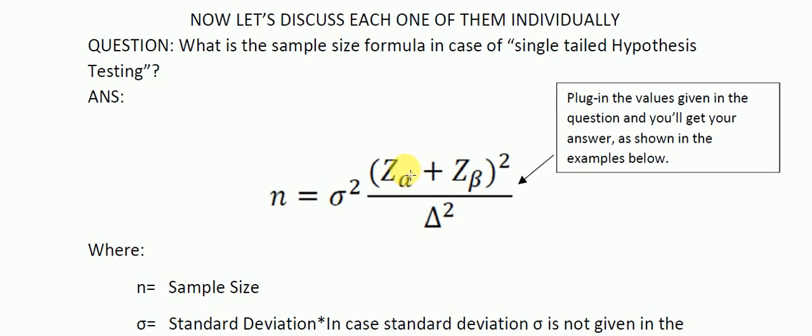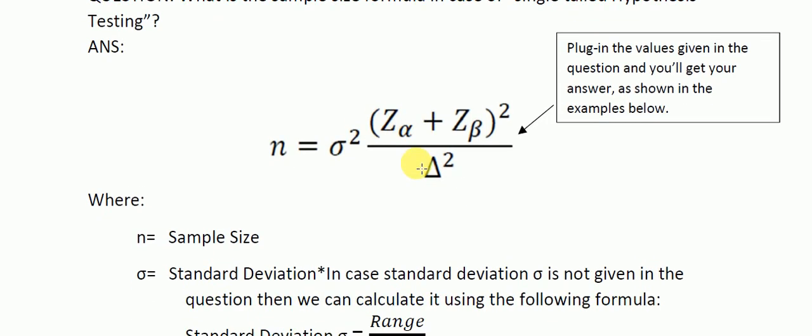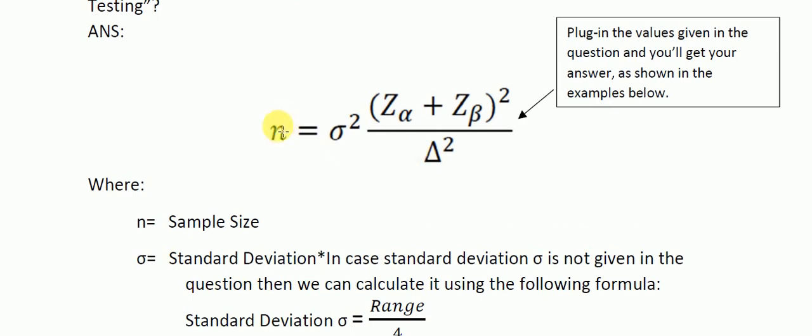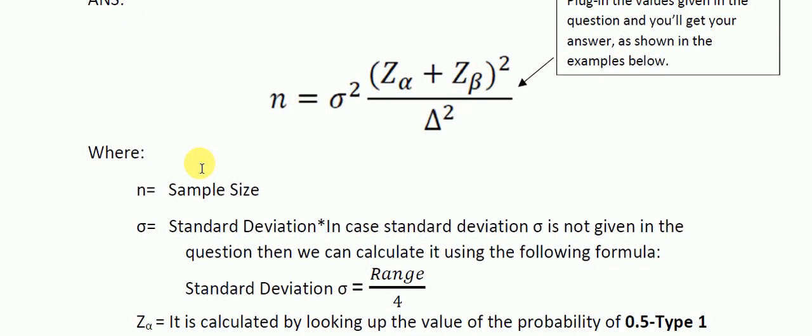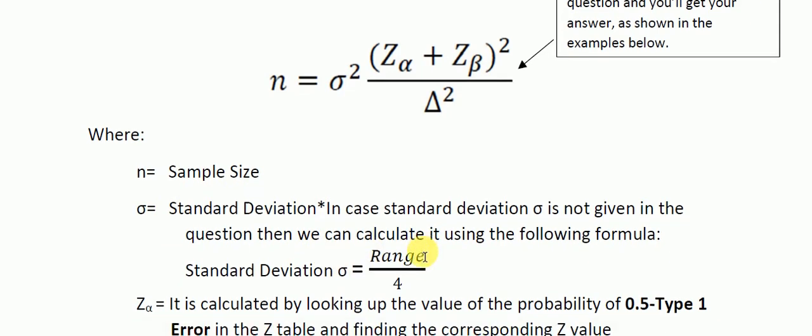So let's see. We have this formula. Let's see what each of the variables stands for. N is the sample size that we have to calculate in case of single-tailed hypothesis testing. We have already discussed the difference between single-tailed and two-tailed hypothesis testing. So N is the sample size that we need to calculate. Sigma is the standard deviation. We have already discussed that if the standard deviation isn't given, we can simply divide the value of range by 4 and we get the value of standard deviation, if range is given in the question. So if the question states range, we'll divide it by 4. If the question states standard deviation, we'll directly use it over here.